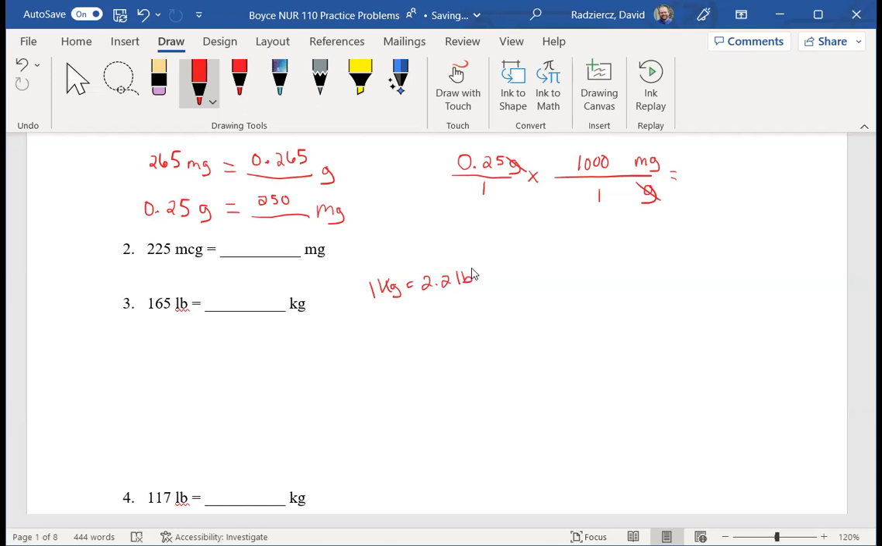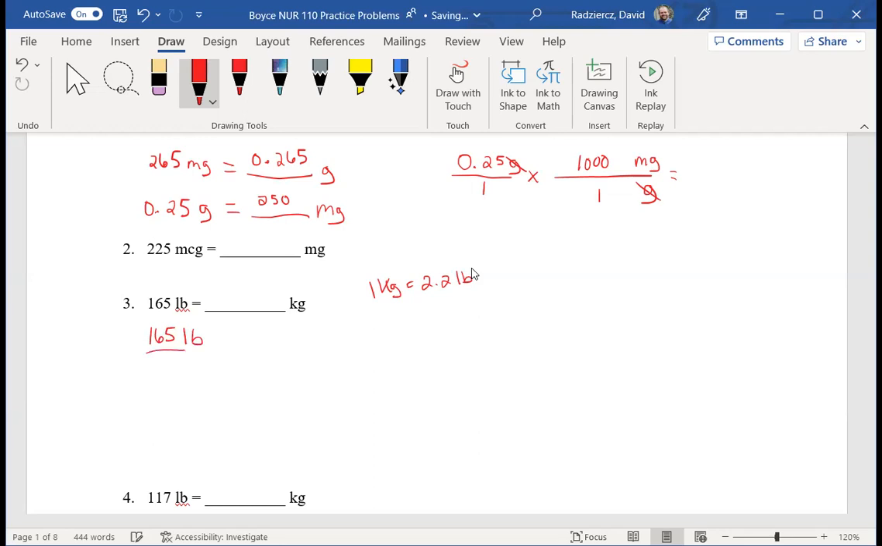So when you know that, the simple way to do this is just 165 divided by 2.2. That's how many kilograms. Another way to remember it is when you go from pounds to kilograms, it's like you lose half your weight. And then when you go from kilograms to pounds, you double it. But if you ever get stuck, using dimensional analysis can be helpful.